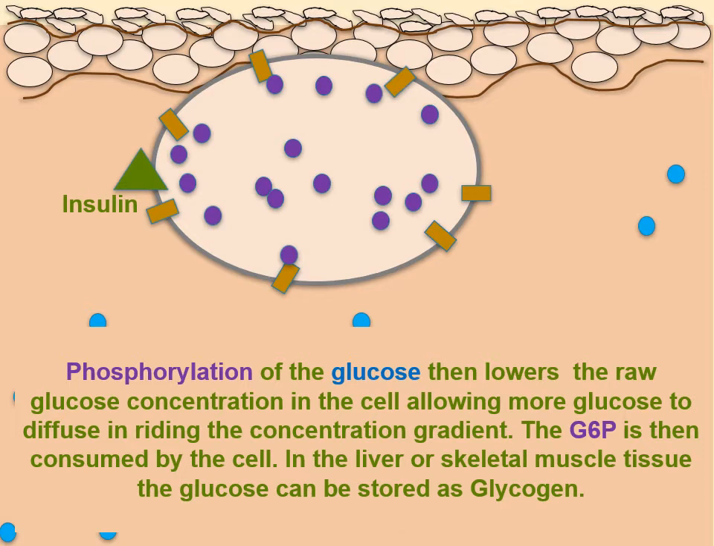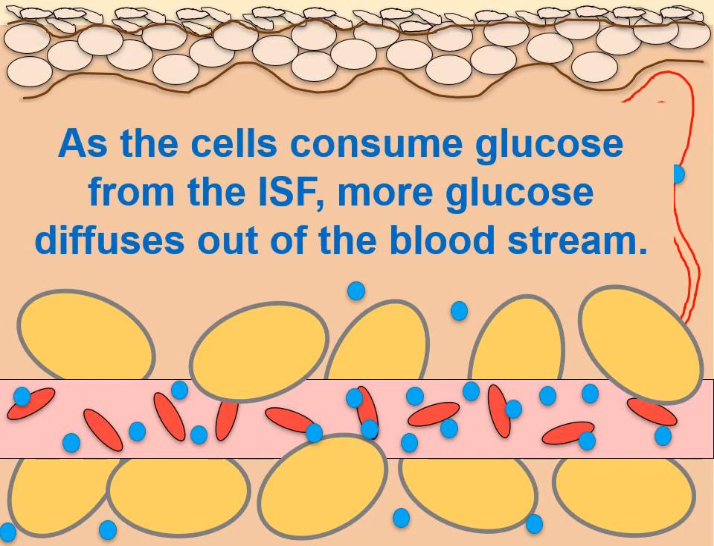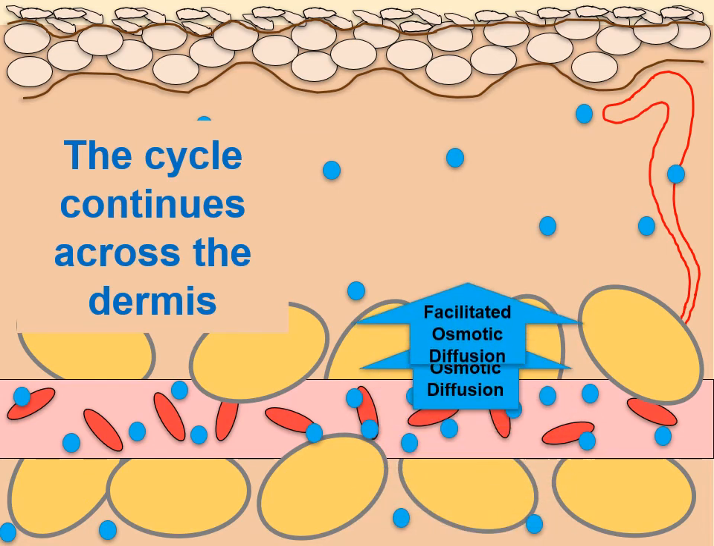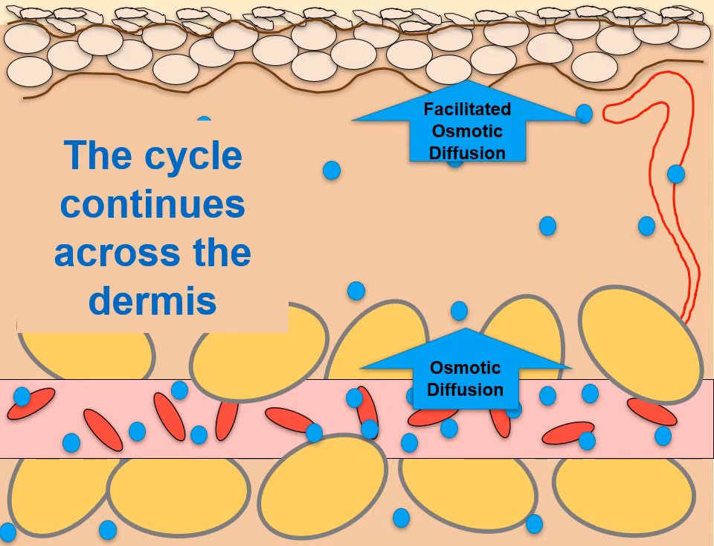Again, always sucking the glucose out of the interstitial fluid because the glucose in the interstitial fluid is always trying to get an even concentration of glucose inside and outside the cell, but it can't because the cell is always converting it to glucose 6-phosphate. So as those cells consume that glucose 6-phosphate from the interstitial fluid, more glucose then diffuses out of the capillaries and the vessels. Osmotic diffusion out of the capillaries and vessels, and facilitated osmotic diffusion into the cells.